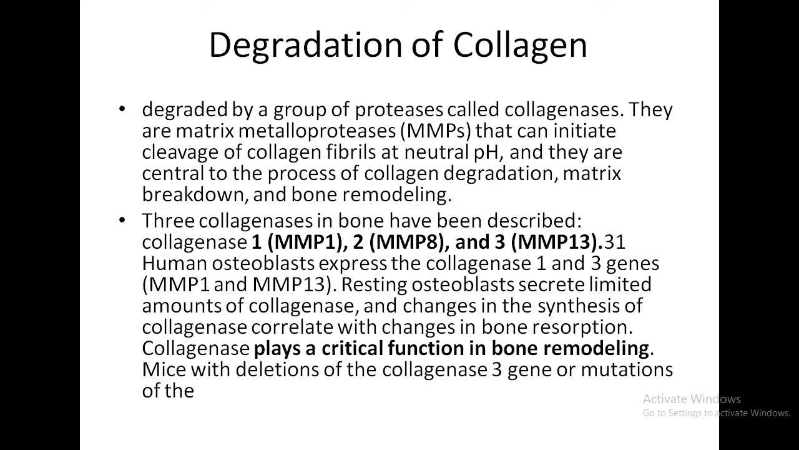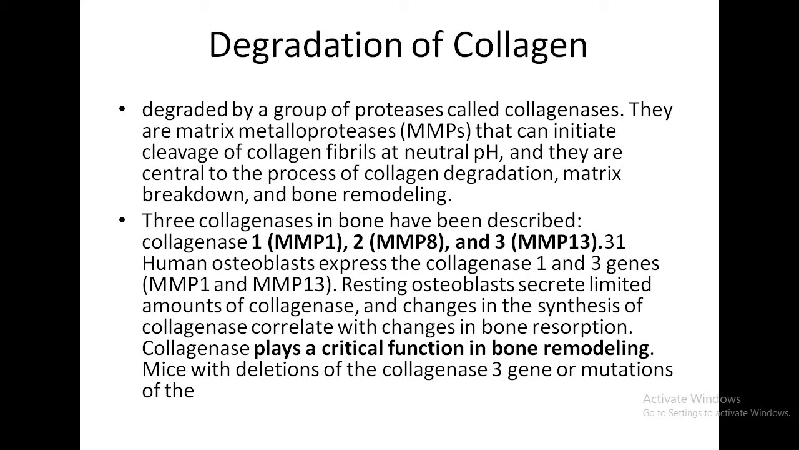So collagen is degraded by proteases. These are called collagenases. These are matrix metalloproteases. They can initiate cleavage of collagen at neutral pH, and these are the central enzymes for the process of collagen degradation, matrix breakdown, and bone remodeling. There are three types of collagenases: MMP1, MMP8, and MMP13. They are called respectively collagenases 1, 2, and 3.